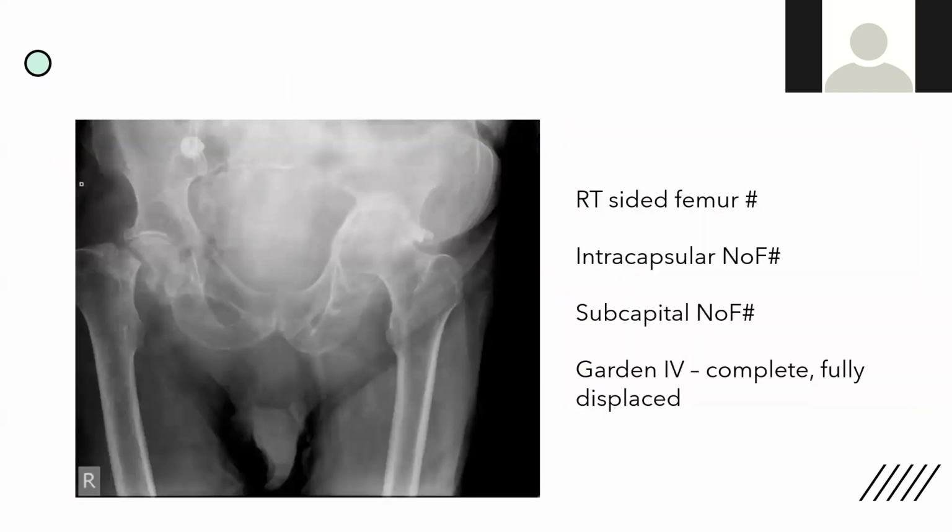So to describe this fracture, you would say that it's on the right side. It's an intracapsular fracture because it's above the intertrochanteric line. It's a subcapital fracture because it's right under the head, and a Garden 4 classification because it's fully displaced.